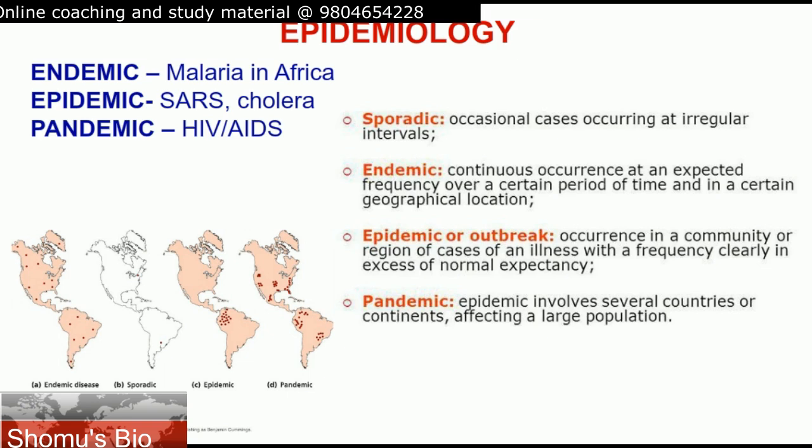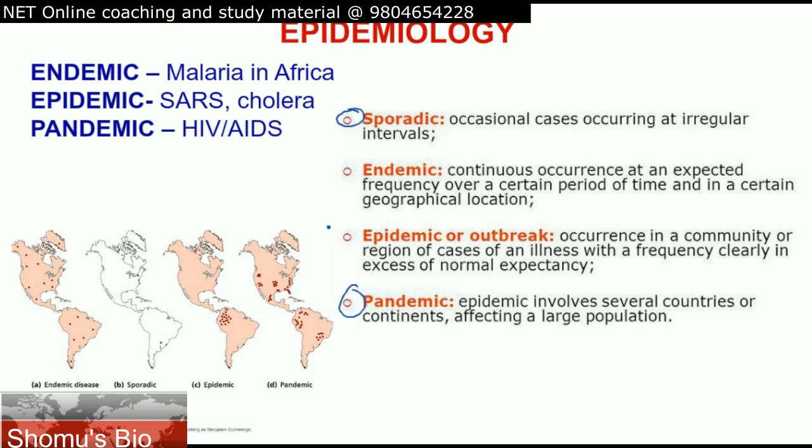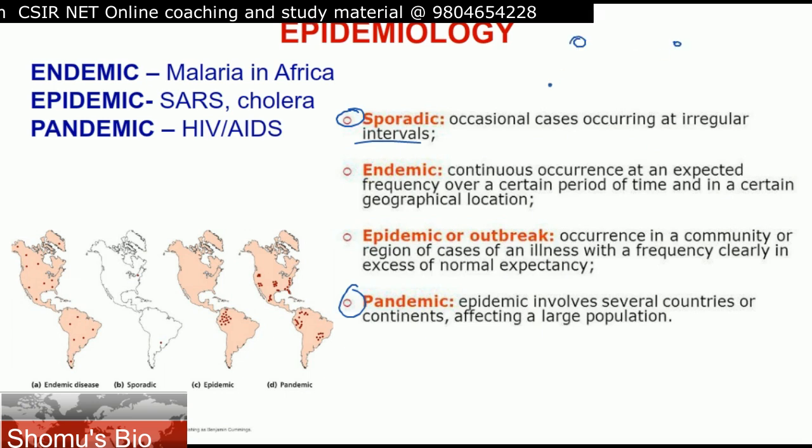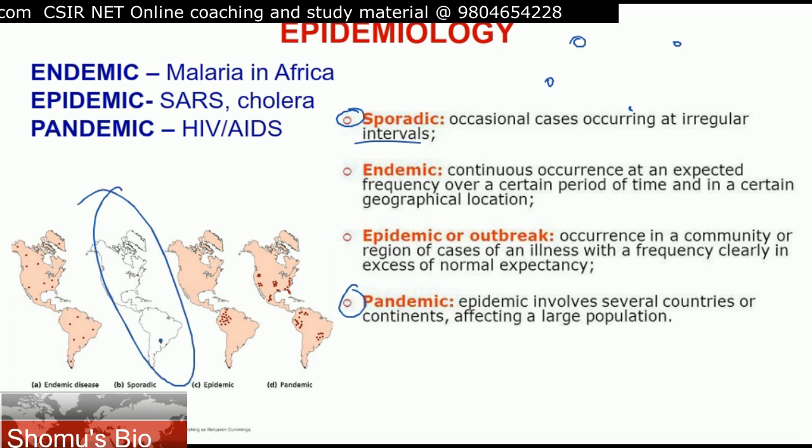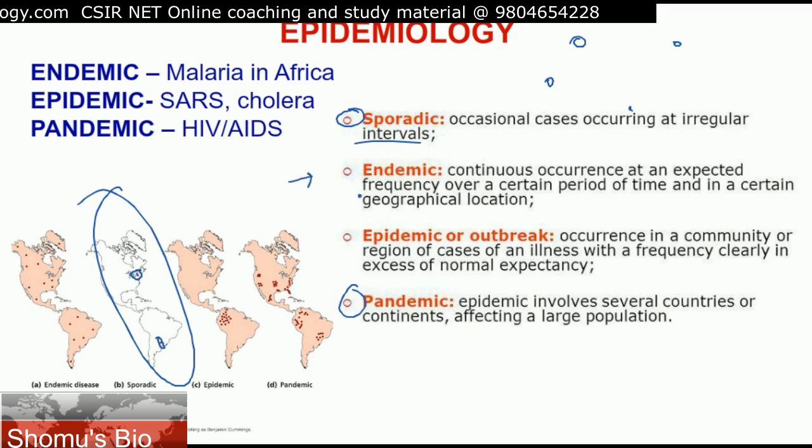So let me explain these degrees in a small way. Sporadic is the smallest version of it. Pandemic is the largest version of it, depending upon how big the spread of the disease is. Sporadic is occasional cases occurring at irregular intervals. So there are very few occasions, and the intervals are also irregular. That's sporadic, as you can see in this picture. Sporadic means only a few occasions and very irregular, so one in this continent, another one in a different continent. Second type, a little bigger, is endemic.